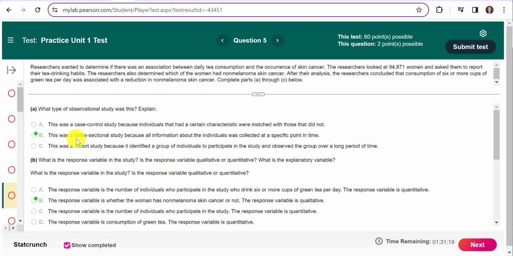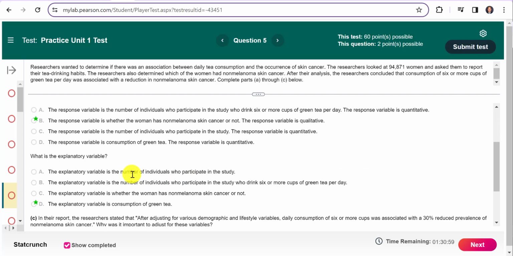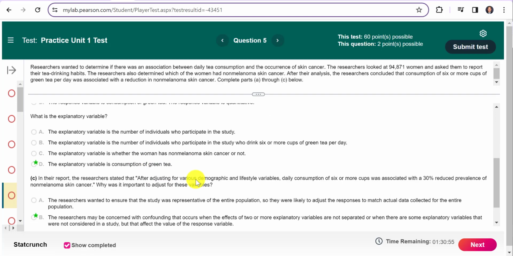And it says this is a cross-sectional one because it was all at the same specific time. So they checked them all at the same stage, I guess. If they were at different stages, it might be a longitudinal study. But what's the response variable? It's whether they had skin cancer or not, and that is a qualitative variable. The explanatory variable is if the green tea is causing it, which is funny.